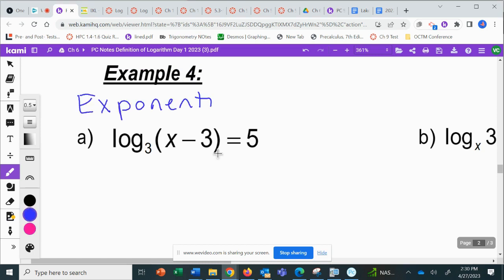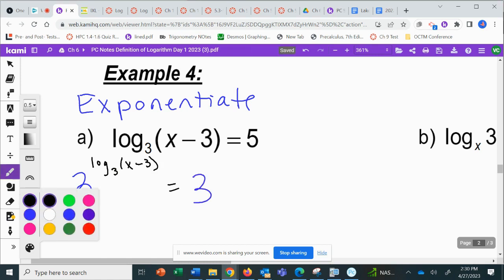Exponentiate. So we're going to make a big 3 to both sides of the equation. Log base 3 of x minus 3 equals big 3 to the 5th. So I did it to both sides because I have an equation. I'm allowed to do that.